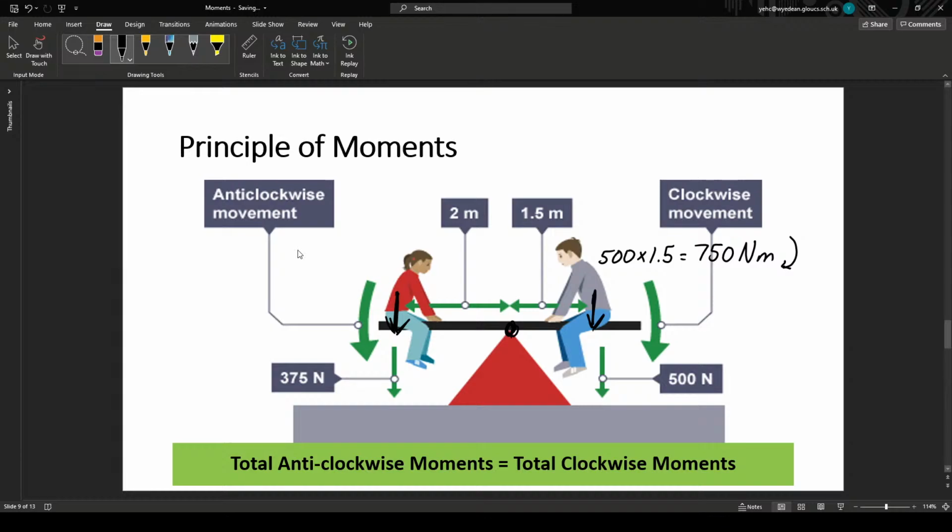This girl has a force of 375, and is 2 meters away from the pivot. So she has an overall moment of 375 times 2, which is also 750 Newton meters, going anti-clockwise. And because they're the same number but in opposite directions to each other, they're balanced out. So there's a complete balancing at that point.